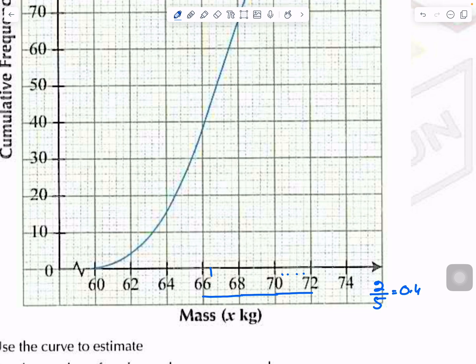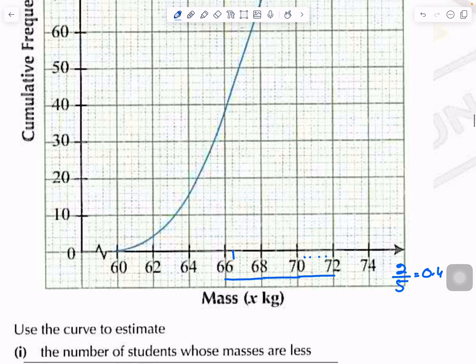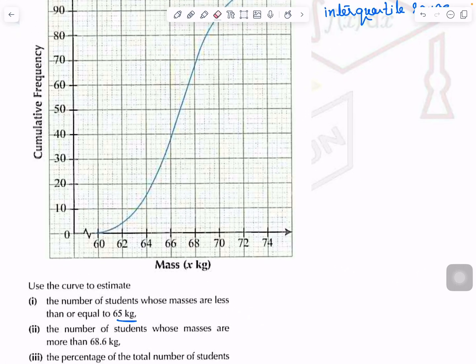Let's see the y-axis also, then we'll come to the question. Here the difference is 10 students, and how many boxes in between? 5. So 10 divided by 5 is 2. It means each box represents 2 students: 2, 4, 6, 8, 10, 12, 14, 16 and so on. Now we know how to read the small boxes and what they represent. Along the x-axis it is 0.4 and along the y-axis it is 2.